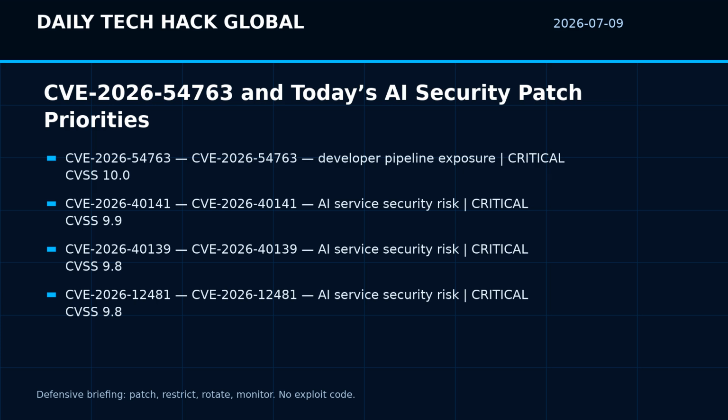Here is the defender checklist. First, identify whether any affected product is internet-facing, reachable from CI systems, or reachable by AI agents and automation. Second, patch according to the vendor advisory, not just the headline score.